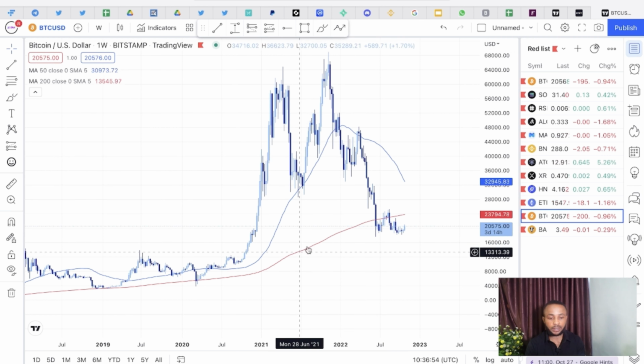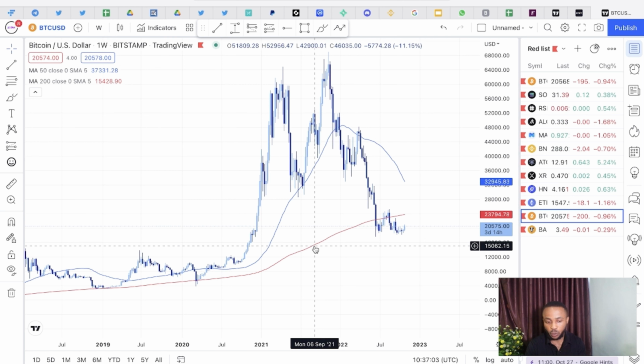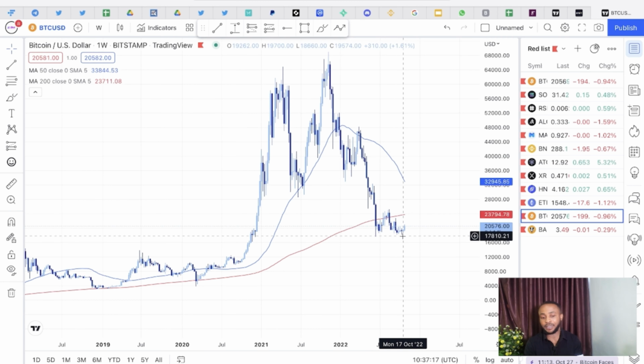As you can see here, we are now faced with the same situation. Bitcoin actually went below this same 200 weekly moving average, which is the red line here. Bitcoin went below it, then came up a little and tested it again. As you can see, it tested it, and then it rejected it. Now we're currently trading below the 200 weekly moving average.